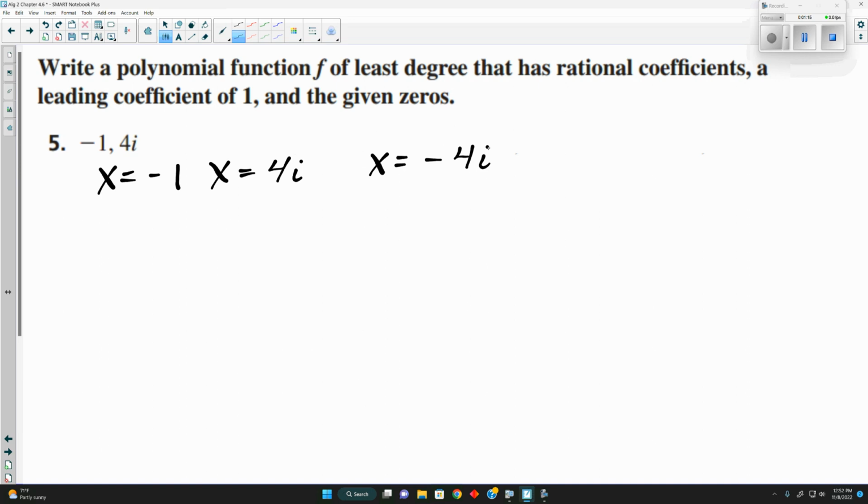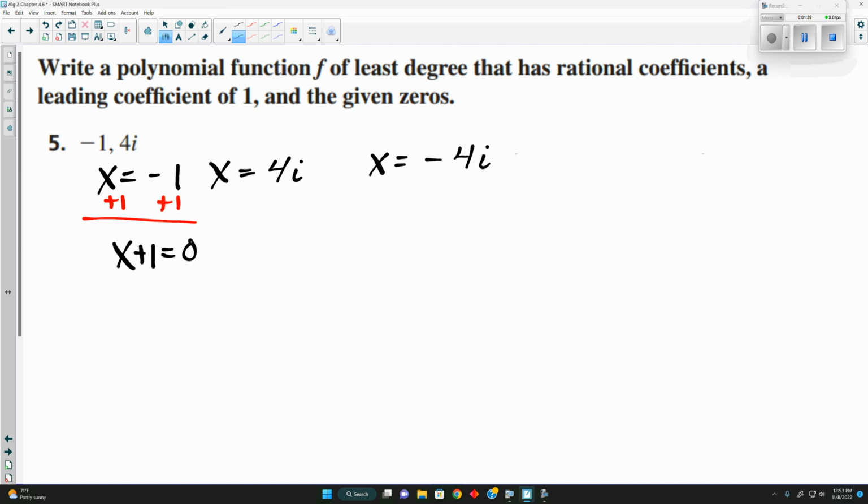Because we have to have both. Whenever we have a complex number, they're always going to come in pairs, the positive and negative version of each. Now, the way we can go about doing this is, first off, we need to get them equal to 0. So we can add 1 to both sides here. x plus 1 is equal to 0. Really, we're just changing the sign and moving it to the other side.